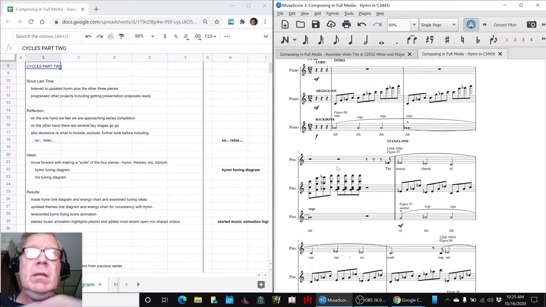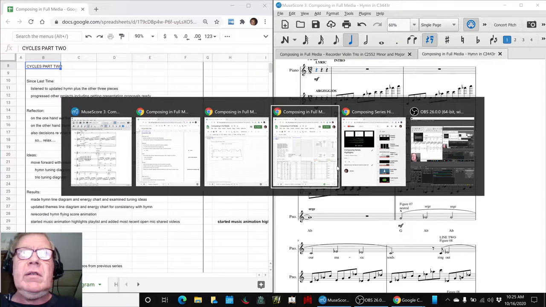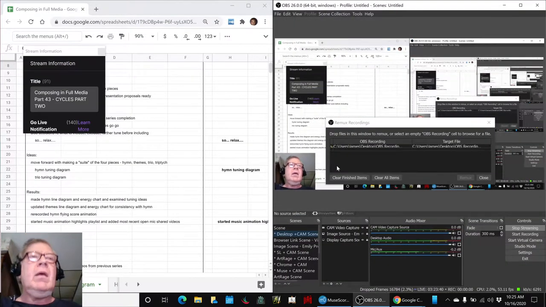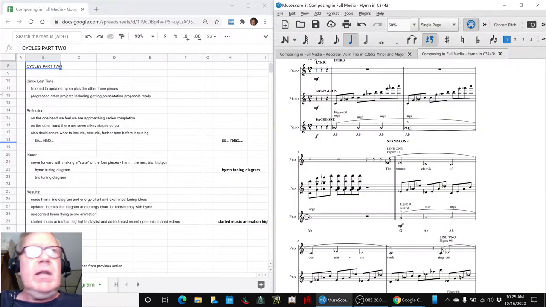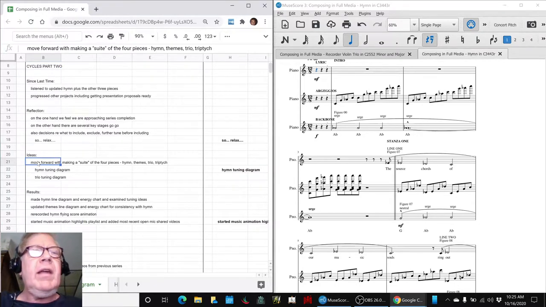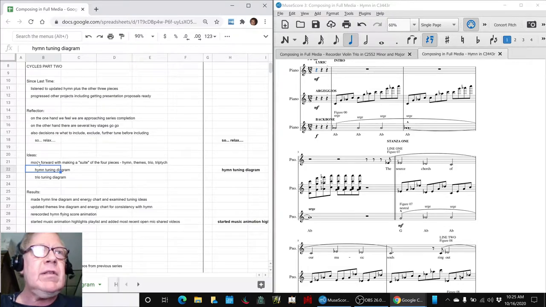Alrighty, ladies and gentlemen, this is a recap of Composing in Full Media Part 43, Cycles Part 2. In today's episode, we have been moving forward with making a suite out of our four pieces, the hymn, the themes, the trio, and the triptych. And the first thing we had to do is take on the hymn tuning diagram. So that is what we did.